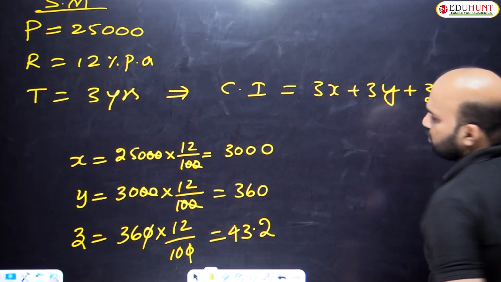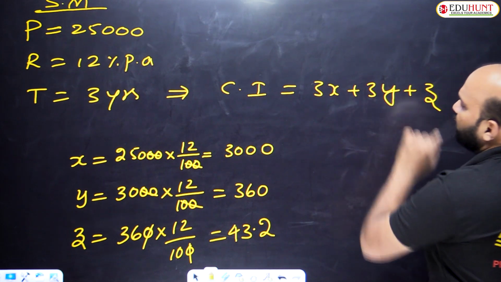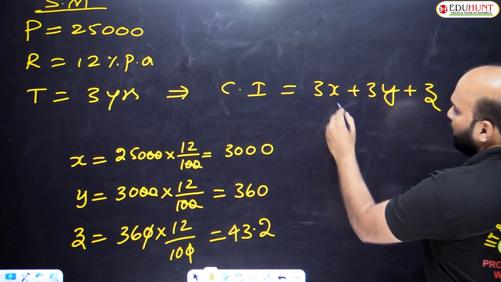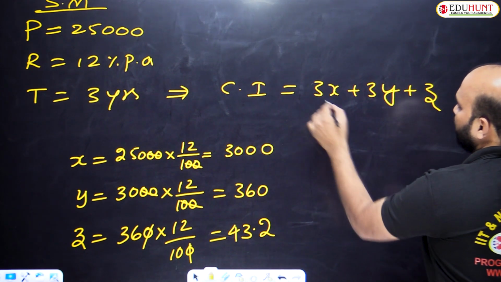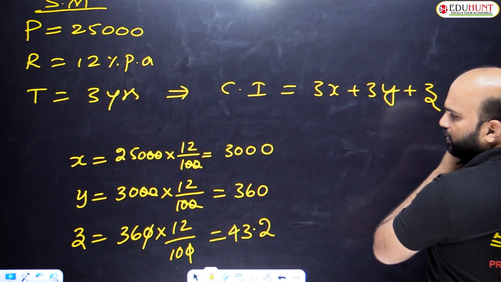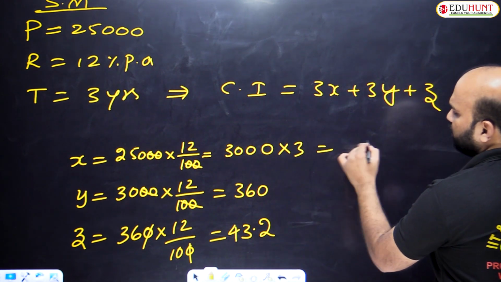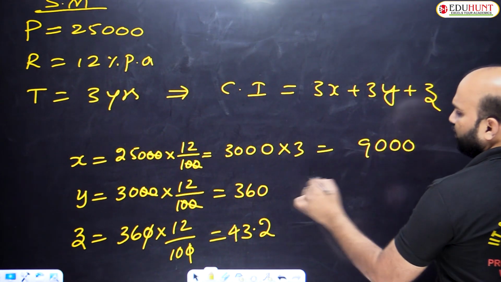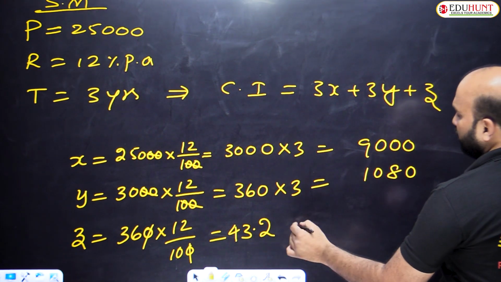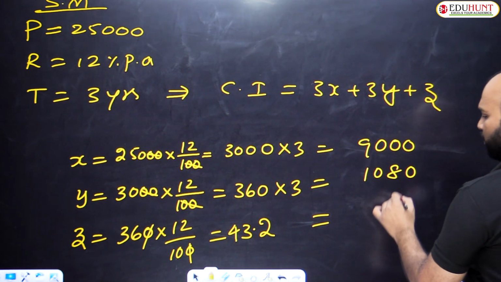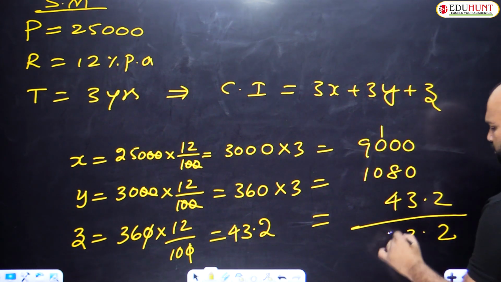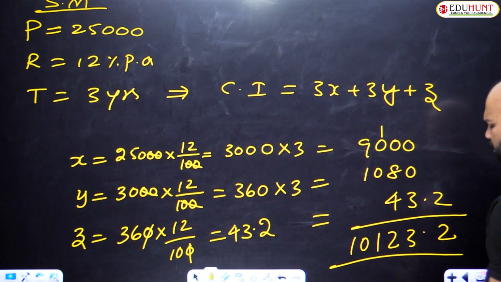So those values substitute in that equation, 3x plus 3y plus z. Okay. So how will we get 3x value? 3 into 3000, 9000. So 3x value 9000. Am I clear? 3x is nothing but 9000. 3y value 1080. Only z value 43.2. What is the total? 9000 plus 1080 plus 43.2 is 10,123.2.